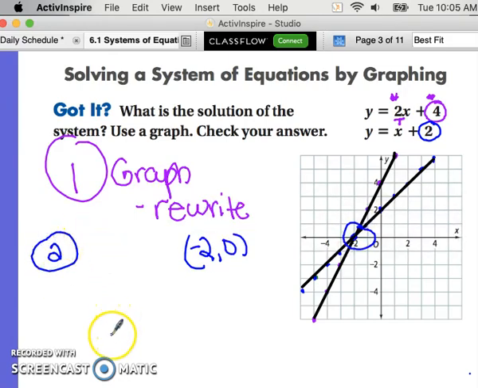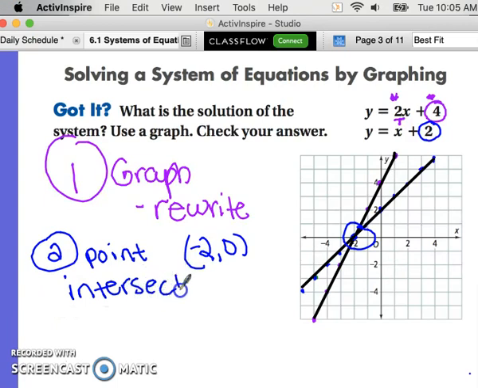For solving a system, the first step is to graph it. The second one says identify the, what do you think? Identify the point where the lines intersect and write the answer as a coordinate or ordered pair.